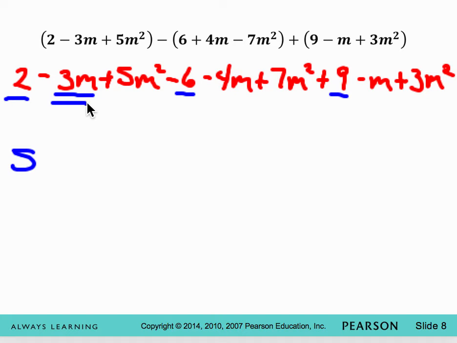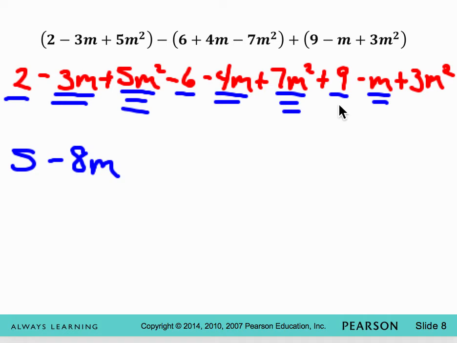Okay, now here's an m. Here's an m. And here's an m. Negative 3 minus 4 is negative 7. Minus 1 is negative 8 of those m's. Here's an m squared. Here's an m squared. Here's an m squared. Okay, so 5 plus 7 is 12, plus 3 is, excuse me, is 15.